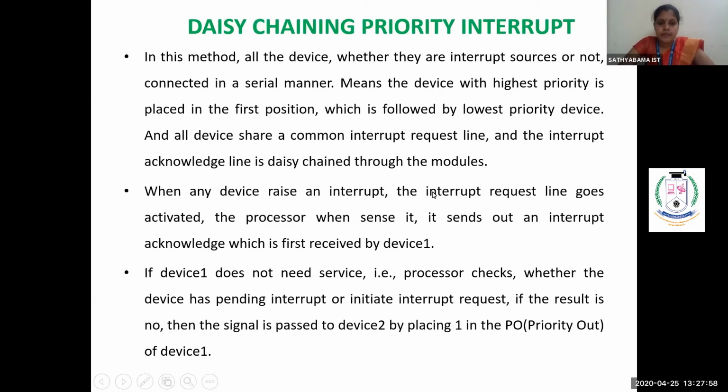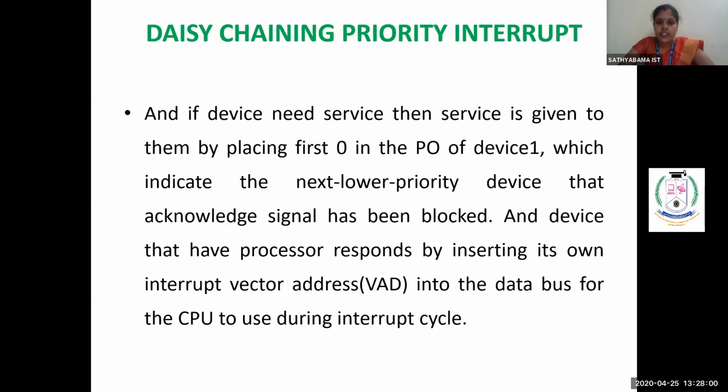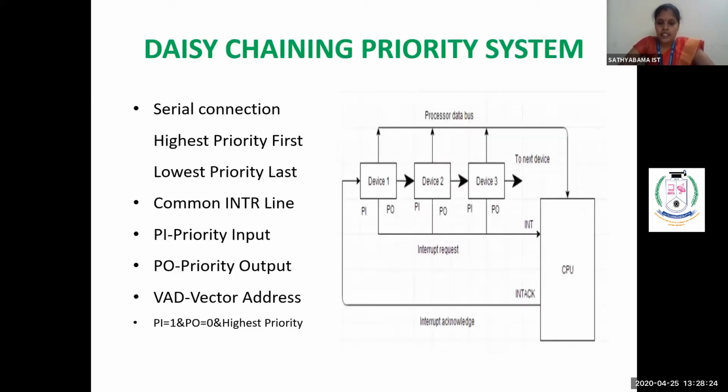So next, if any device needs service, then service is given by placing first 0 in the PO of device 1, which indicates the next lower priority device that the acknowledge signal has been blocked. And the device that has the processor response inserts its own interrupt vector address into the data bus for the CPU to use during the interrupt cycle. So whenever you have sent the interrupt to the CPU, that device address should be known. Because of that, it is moving on to the next device.